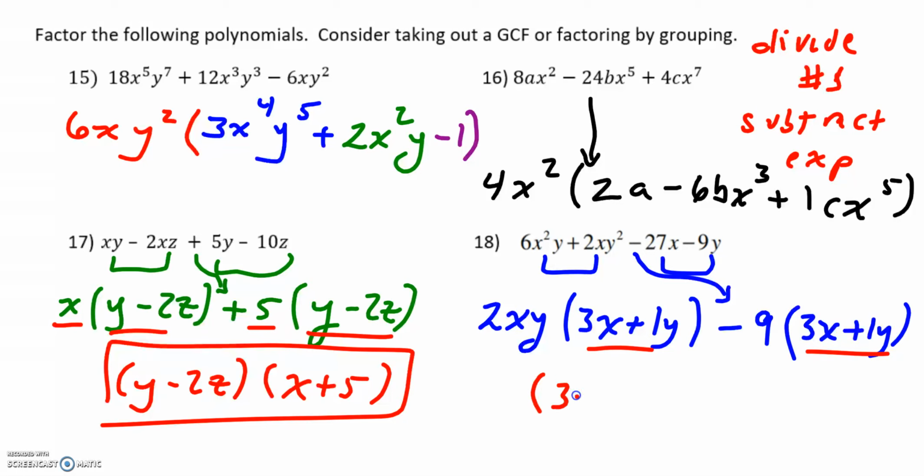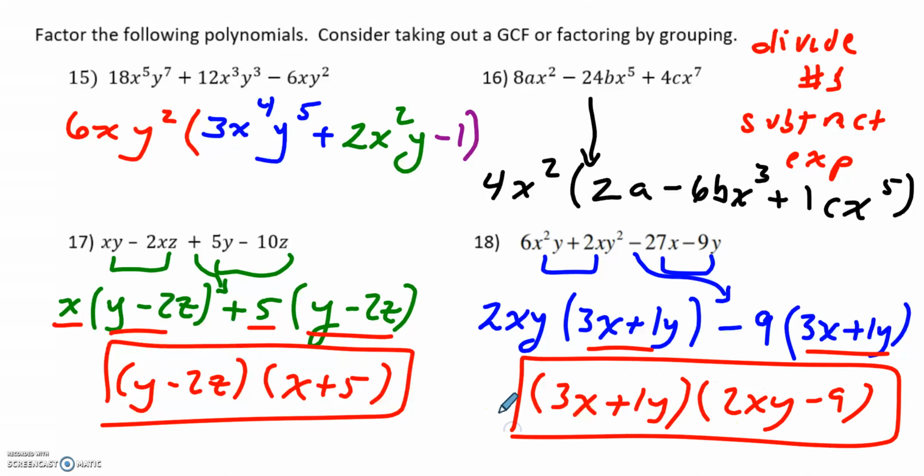So one parenthesis would be what I took out, 3x plus 1y, and the other parenthesis would be what's left over, 2xy minus 9. And again, if you're unsure about your answer, feel free to distribute and see if it works out.